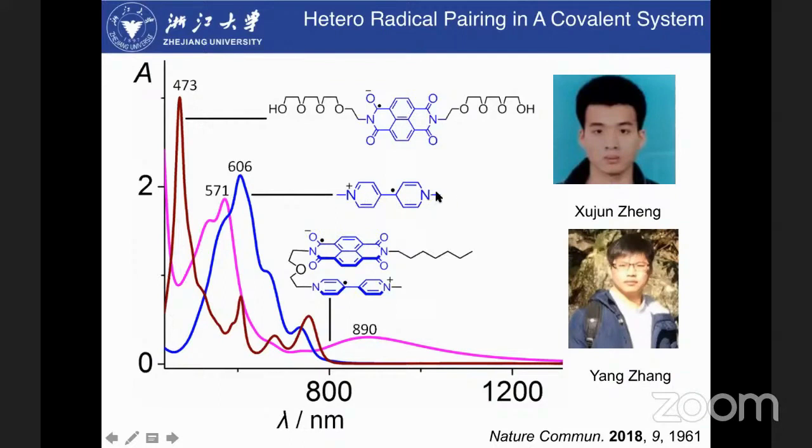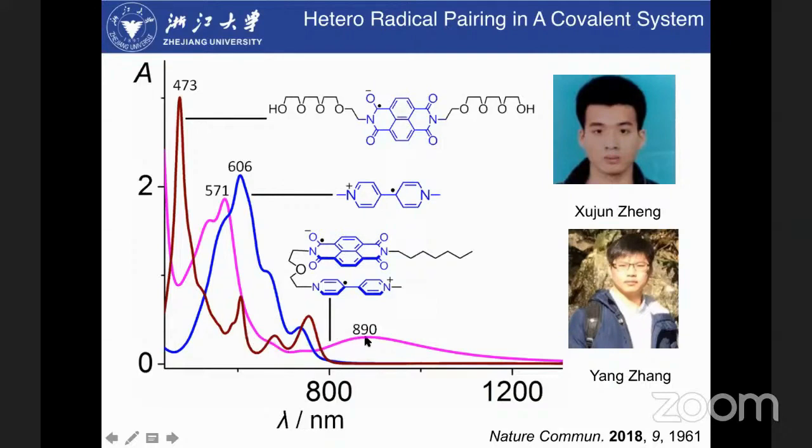Which means there is no pi-pi stacking. But I told my student, hold on, why not connect the bipyridine radical and the naphthalene diimide radical together by a linkage, by a covalent bond? So the entropy loss will be ruled out. And you can see we did the absorption spectrum again.